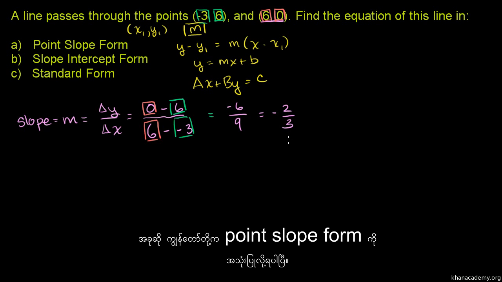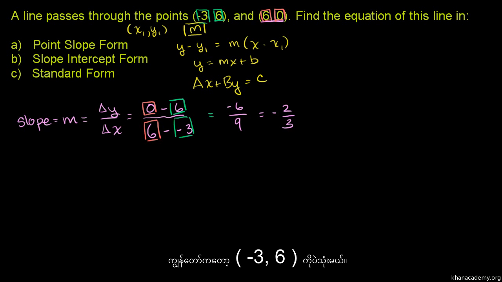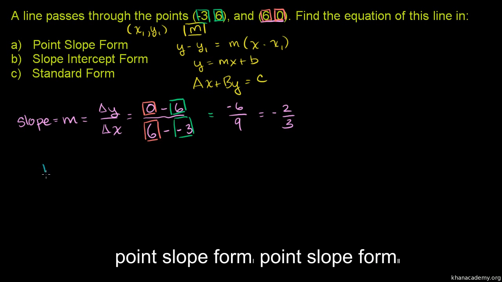So we're pretty much ready to use point slope form. We have a point. We could pick one of these points. I'll just go with the -3, 6. And we have our slope. So let's put it in point slope form. So point slope form. Point slope form.